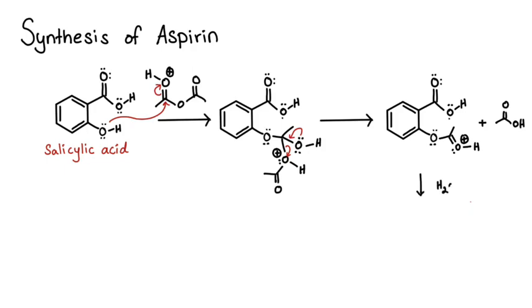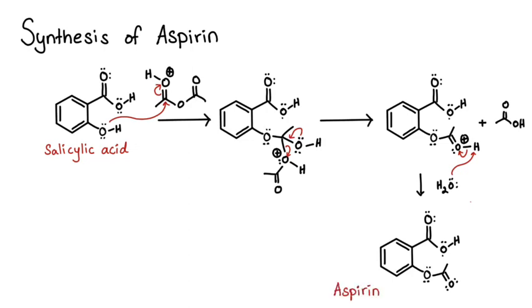In the next step, you would add water in the form of ice or ice cold water. This will stop the reaction and remove the additional proton from the oxygen to get the final product, that is aspirin. Okay, that is our aspirin. It has a carboxylic acid and an acetate group bonded to benzene.